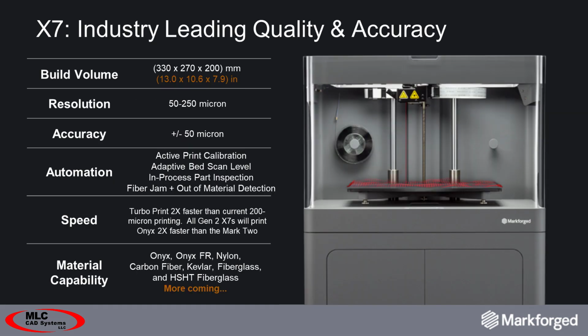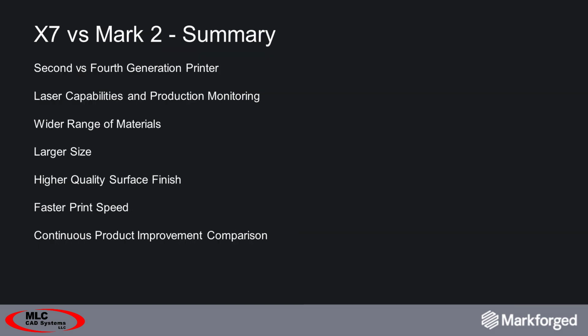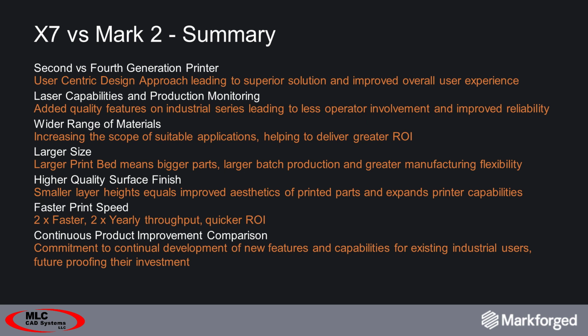Quick summary on the industrial composite platform as we've talked through today. In summary, what sets the industrial printer apart is the level of automation incorporated into the machine. This automation exists to provide a seamless and reliable experience to the end user and provide exceptional accuracy. As we discussed, the X7 routinely prints parts with an accuracy of plus or minus 50 microns.